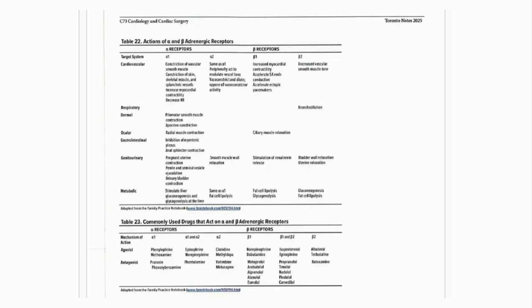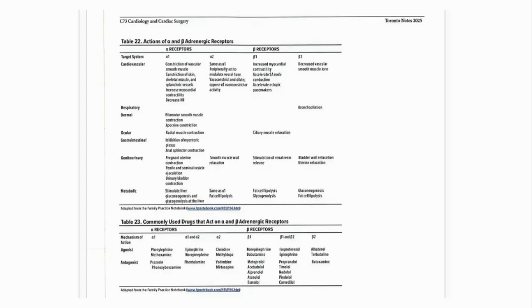Beta-1: increased heart rate, increased contractility, and increased renin secretion. Beta-2: bronchodilation, vasodilation, uterine relaxation, and bladder relaxation. Table 23: commonly used drugs that act on alpha and beta adrenergic receptors.